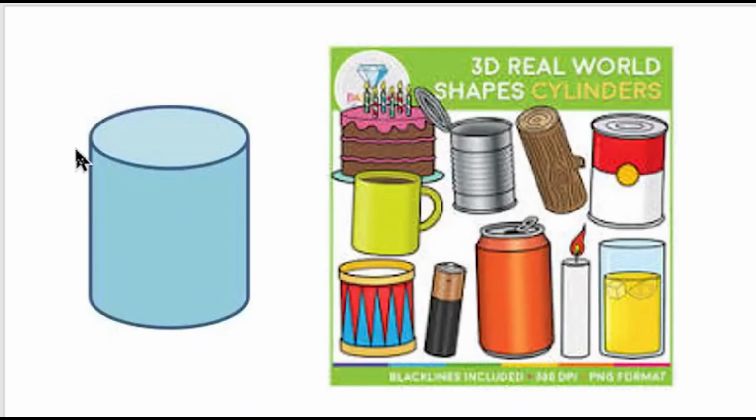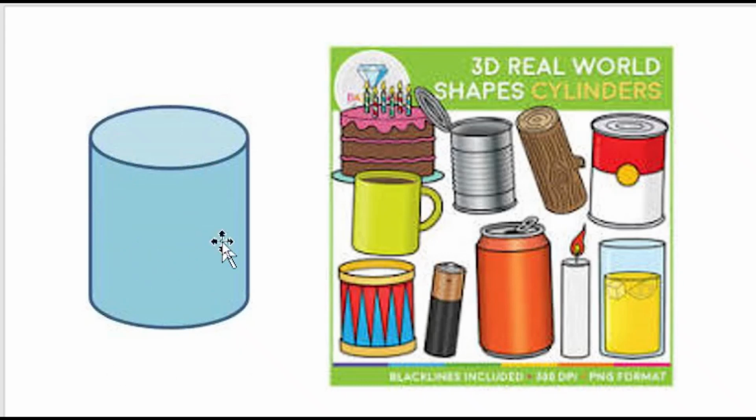Now, the next one. What is this one? What shape is this? This is not a cone. What is this? Oh, this is a cylinder. A cone is pointed at one end. This is not pointed. The top and bottom will be circles. The top is a circle. The bottom is a circle.